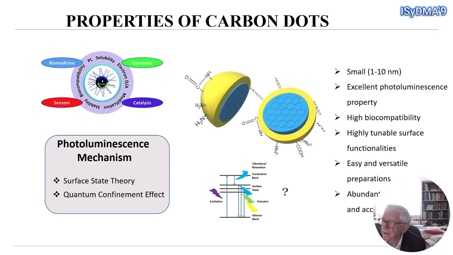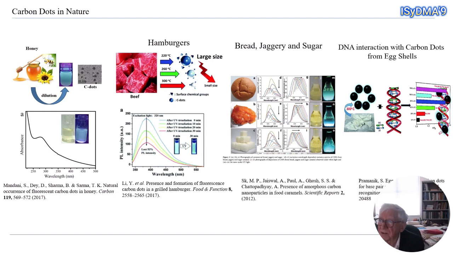The next slide is related to different properties, all very important: the small size, the photoluminescent property with a very good quantum yield, and the biocompatibility, which is very important too. So those are the properties of our carbon dots, and this is the reason why they are so important. How can we get these carbon dots in nature?